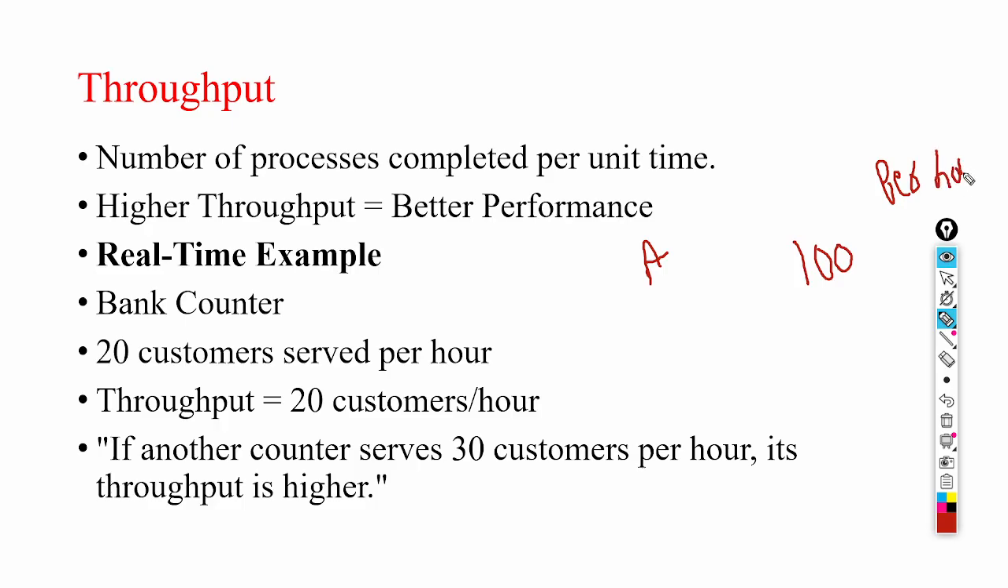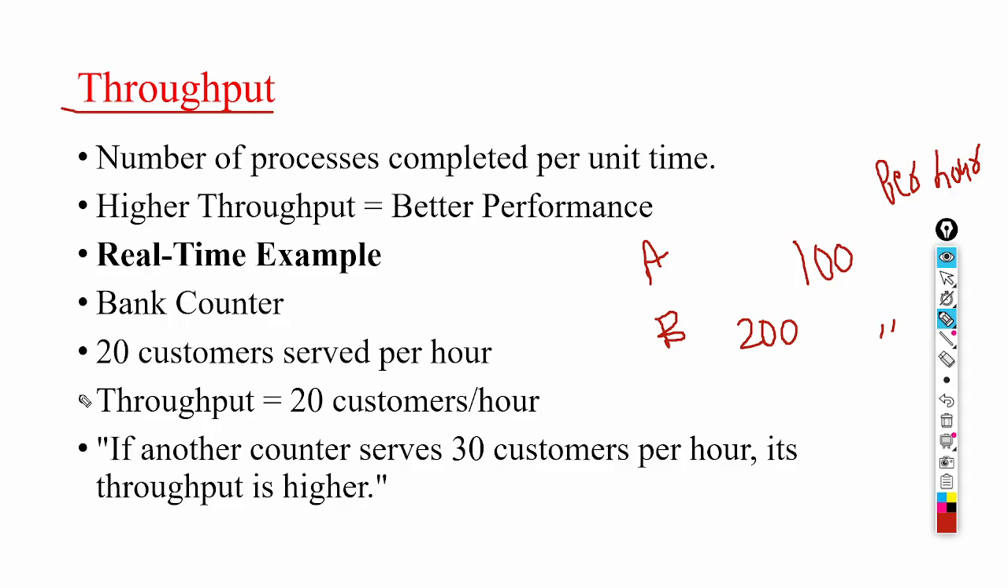System A processes 100 processes per hour, and system B completes 200 processes per hour. Which system is higher? System B is higher. So system B has higher throughput.